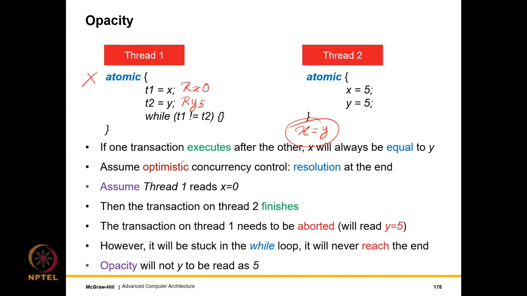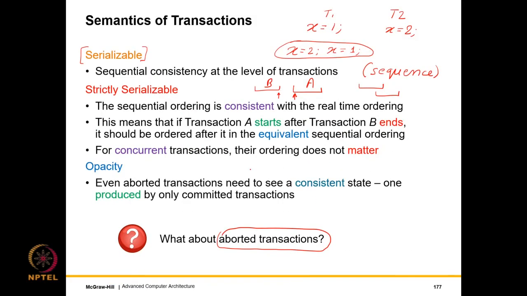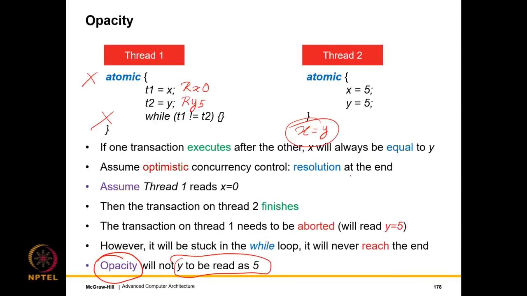So if we want aborted transactions to always read a consistent state, or I should add, even aborted transactions to always read a consistent state, which is produced only by committed transactions, we will have the property called opacity. Opacity will not allow y to be read as 5, so this problem will never happen. Which basically means, if we go back over here, opacity means that even aborted transactions need to read or see a consistent state, which is only produced by committed transactions. Consequently, these two reads will not happen and you will not be stuck in this loop.